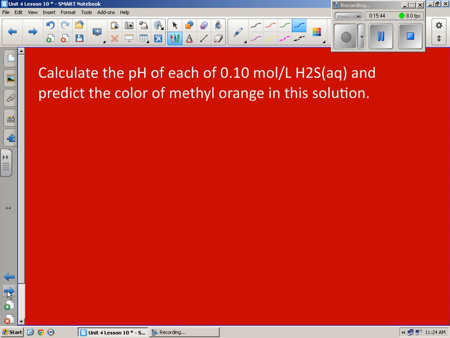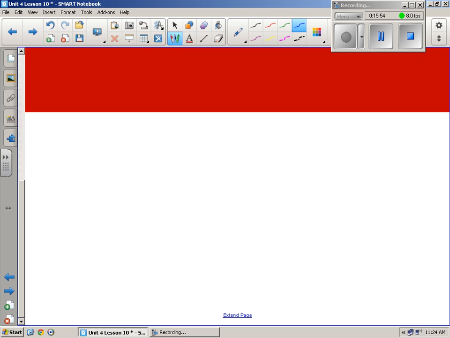This is exactly what we just finished doing, guys, on your quiz. We're running out of time here, so I'm just going to do these for you today. We got 0.10 molar H2S. We need to calculate the pH and predict the color. So H2S. And I'm going to do this quickly here. This is how much time it needs to take for you, too.